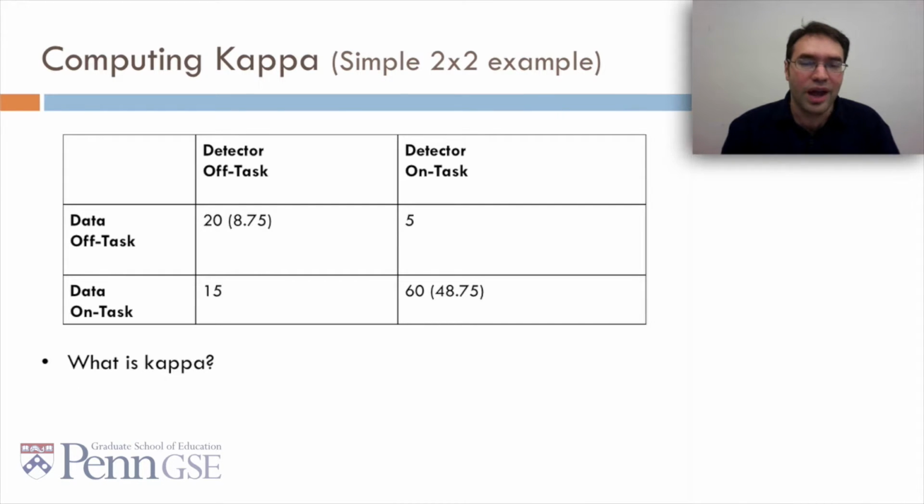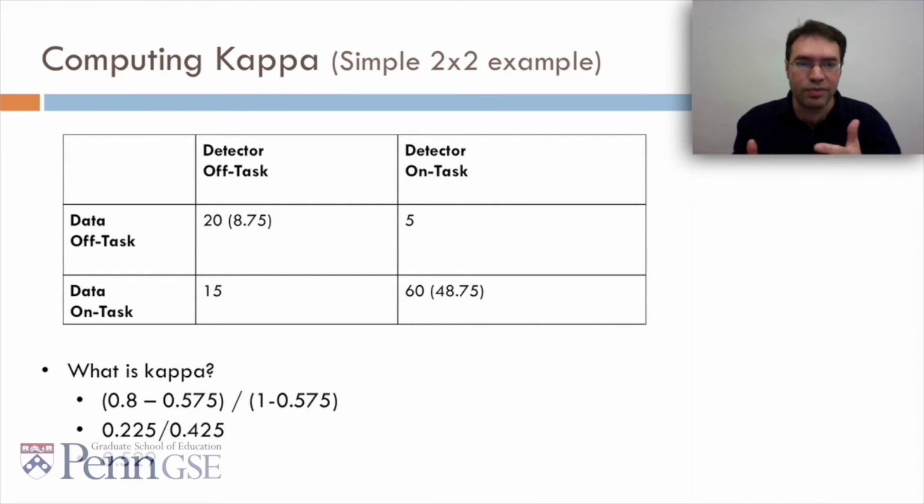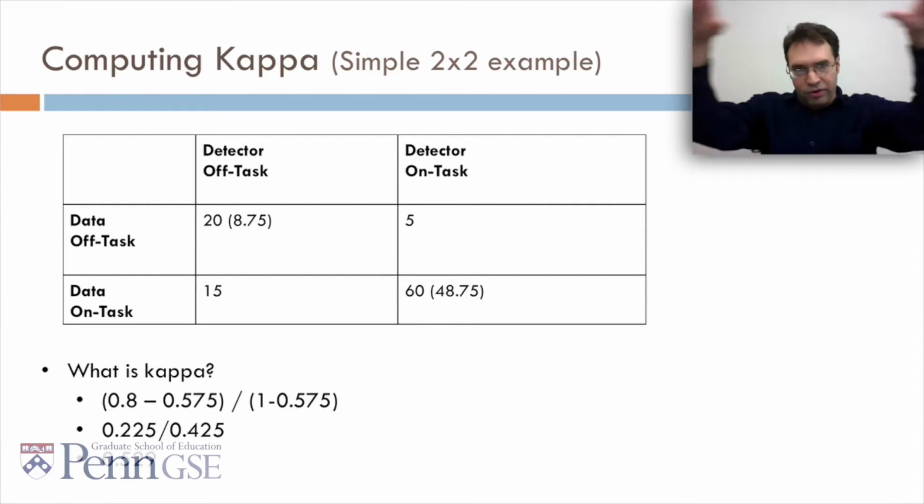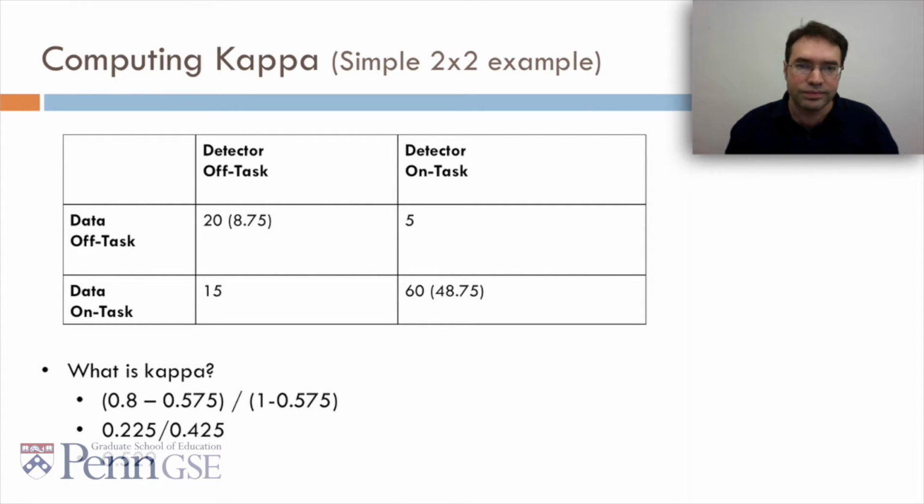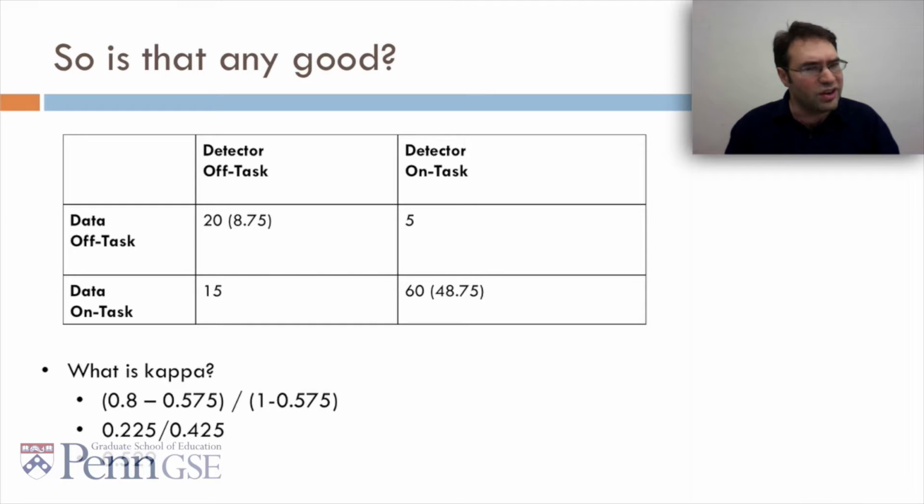So what is kappa? Kappa is the actual agreement minus the expected agreement, divided by the total possibility of agreement minus the expected agreement. In this case, 80% minus 57.5% over 100% minus 57.5%. So in other words, kappa is 52.9%, or 0.529. So this model is 52.9% of the way from expected agreement to perfect. So is that any good?